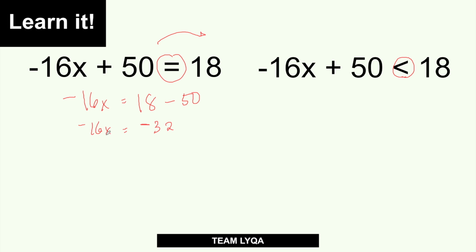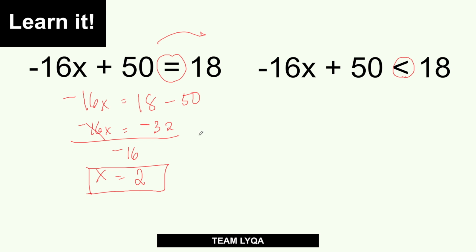Okay, next. Para makancel itong negative 16, i-divide natin both sides by negative 16. Makakancel ito, maiiwanan yung x is equal to, and then we have negative 32 divided by negative 16. That is just positive 2. So, the answer is x is equal to 2.